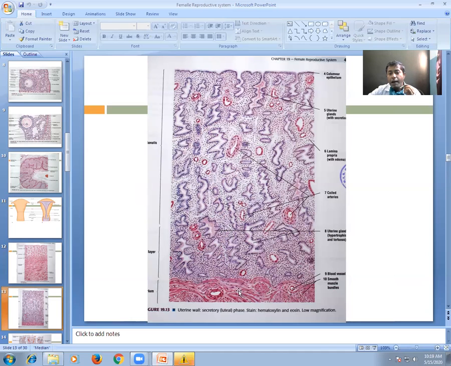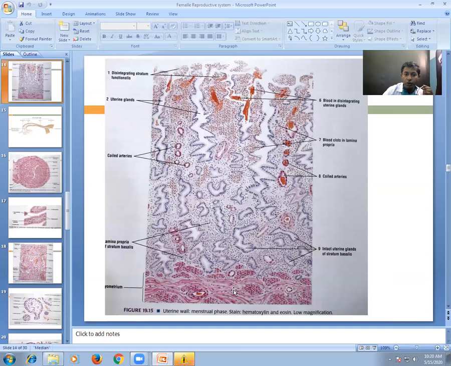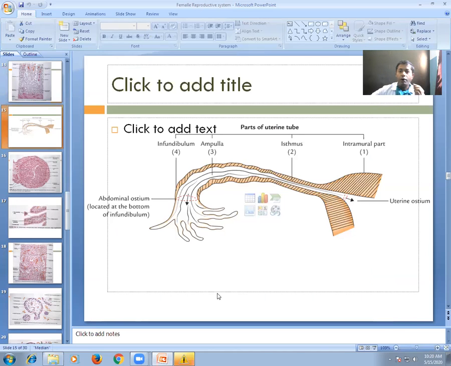This is known as the myometrium, which consists of smooth muscles. So that is about the uterus. This is the higher magnification. These uterine glands are coiled, and this layer is known as the myometrium. Now coming to the structure of the uterine tube.